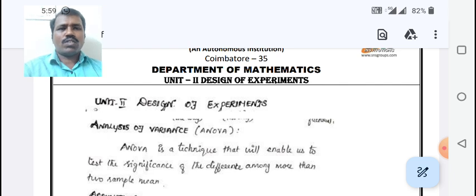Today we are going to discuss the topic design of experiments: completely randomized design and definitions also. First one is analysis of variance. Analysis of variance means ANOVA. ANOVA is a technique that will enable us to test the significance of the difference among more than two sample means.